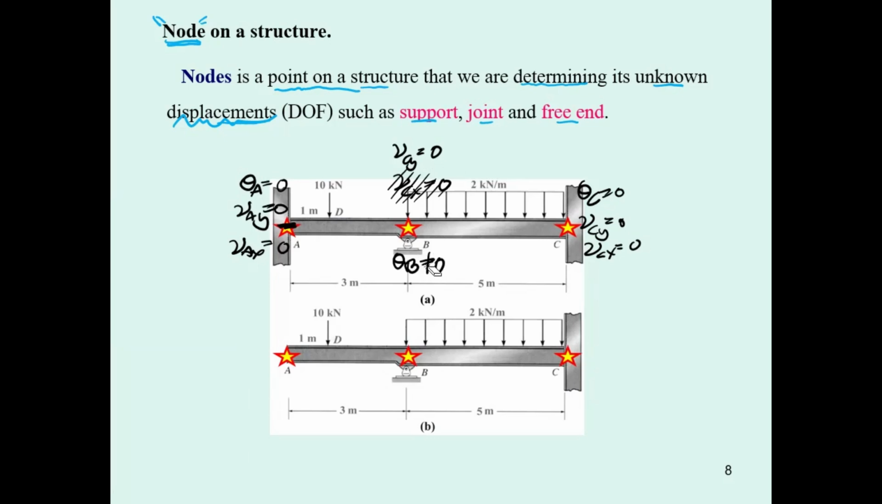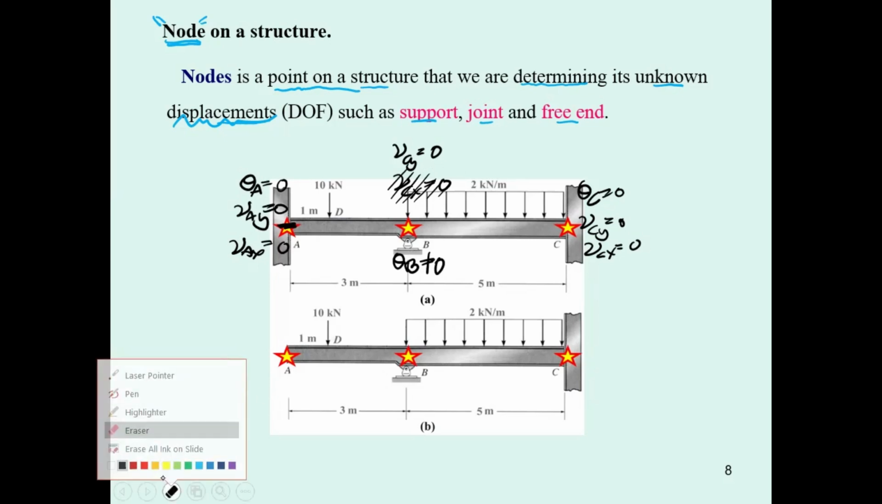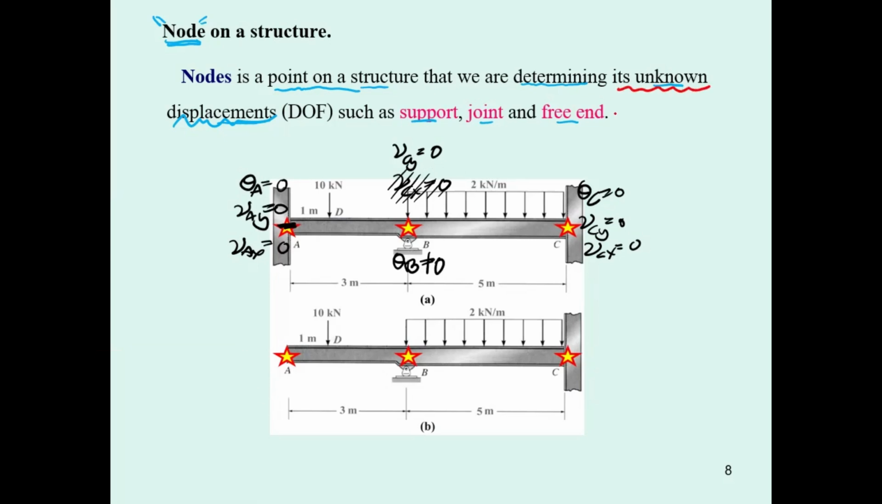So this problem has only one degree of freedom, or only one unknown displacement, and that is θ_B. If you recall, this one has DOF equal to 1, but it has DOI equal to 3. This one is not good if you use the force method. It can be much easier if we use the displacement method, since we solve for only one unknown.